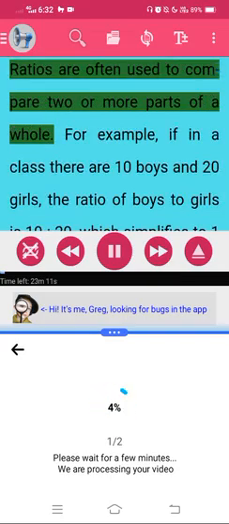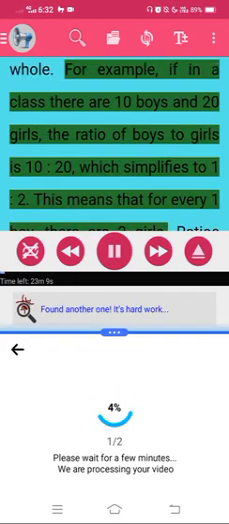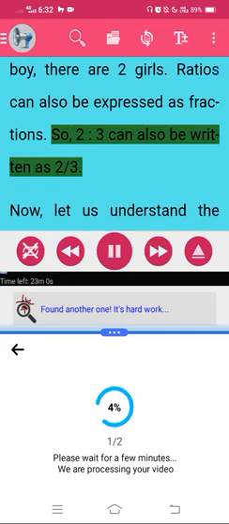Ratios are often used to compare two or more parts of a whole. For example, if in a class there are 10 boys and 20 girls, the ratio of boys to girls is 10:20, which simplifies to 1:2. This means that for every 1 boy, there are 2 girls. Ratios can also be expressed as fractions. So, 2:3 can also be written as 2/3.